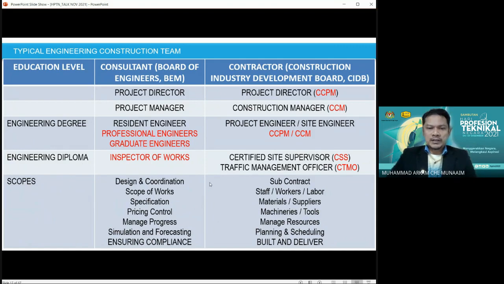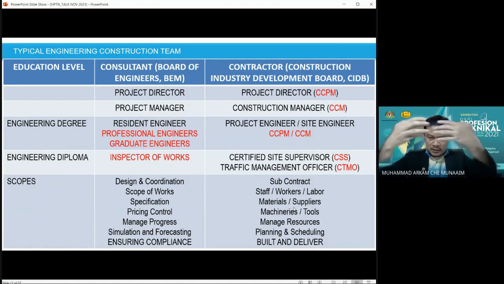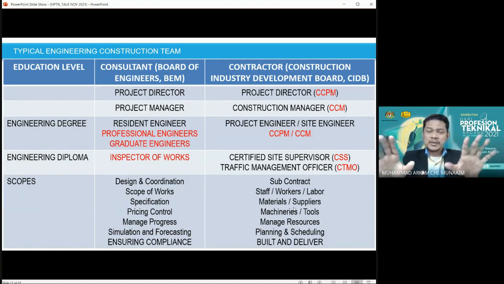And the scope of contractors will go for the subcontracts, staff, workers level, materials, suppliers, machinery, tools, manage resources, planning, schedule, and build and deliver. There will be another scope of work coming from the contractor. So there are two scopes of work coming in together, to be on site, so that the work can be monitored and progressively attained by these two main important parties, beside the consultant and the clients.